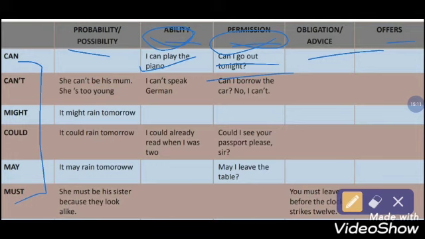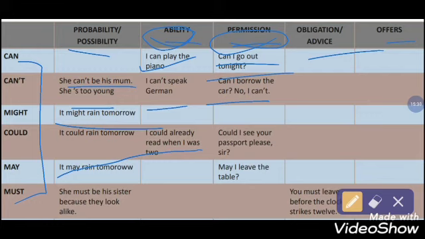Cannot. It's used for probability and ability, permission. She can't be his mom because she's too young. I can't speak German. Can I borrow the car? No, I can't. Okay. And next word is might. It might rain tomorrow. It's only used for probability and possibility of something happening.